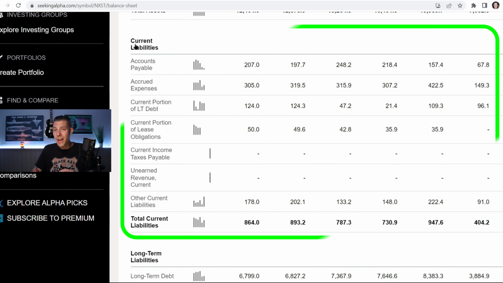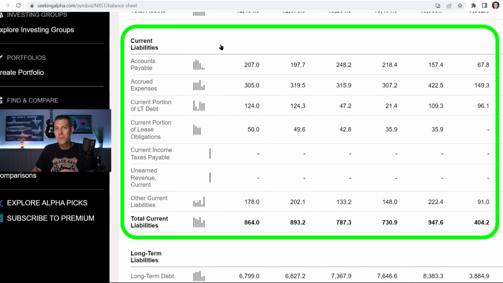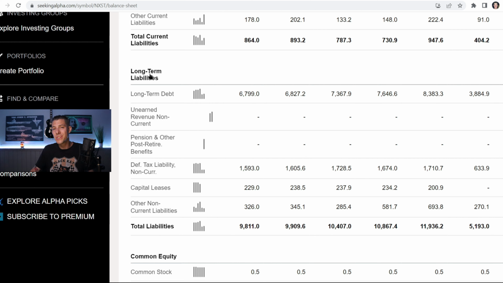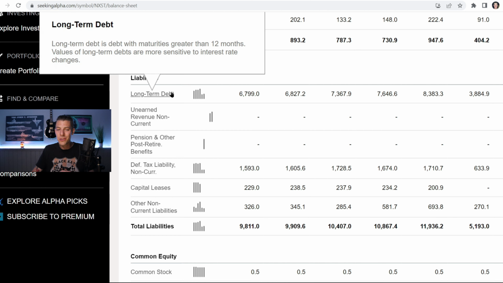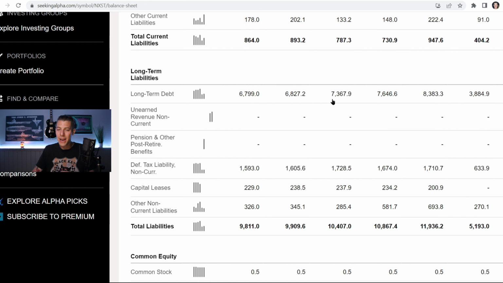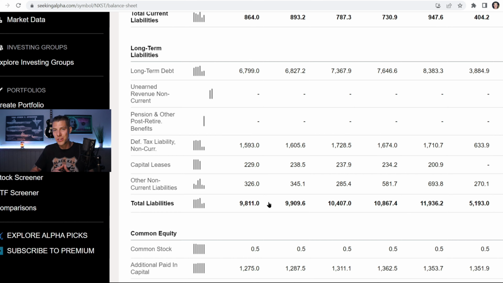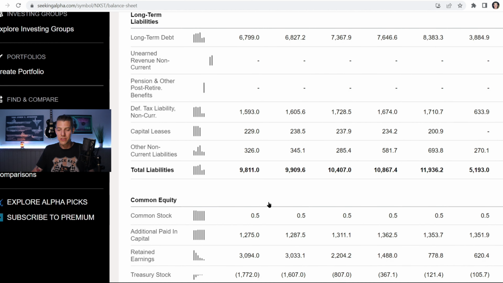And then you get the current liabilities, which are things that are going to be used in less than a year or a business cycle, whatever is longer. Those are the current liabilities, something that's going to be used up pretty quickly, of which they have $864 million. Then we get into the long term, which is anything pretty much longer than a year. Long-term debt, that's always a very interesting one. Again, maturity is greater than 12 months. We'd ideally like to see this coming down, which for Nexstar it has, and you will get the total liabilities. This is the combination of the current and the long term, and is $9.81 billion for Nexstar Media.